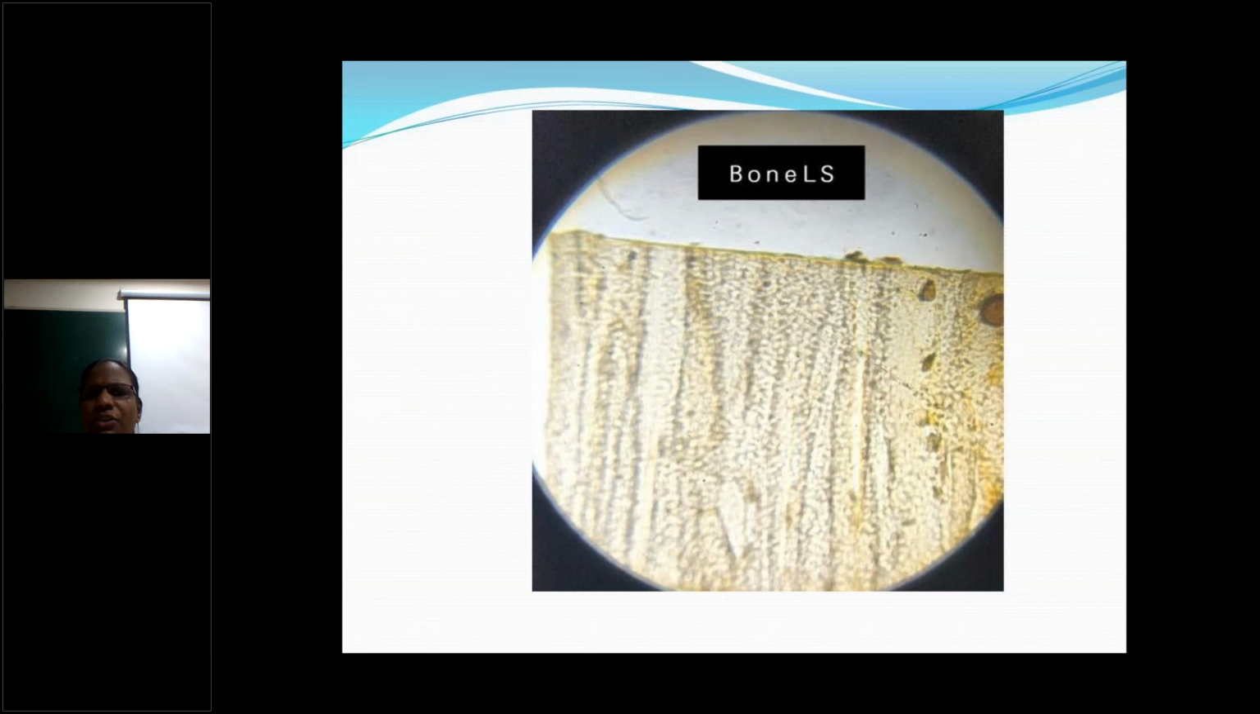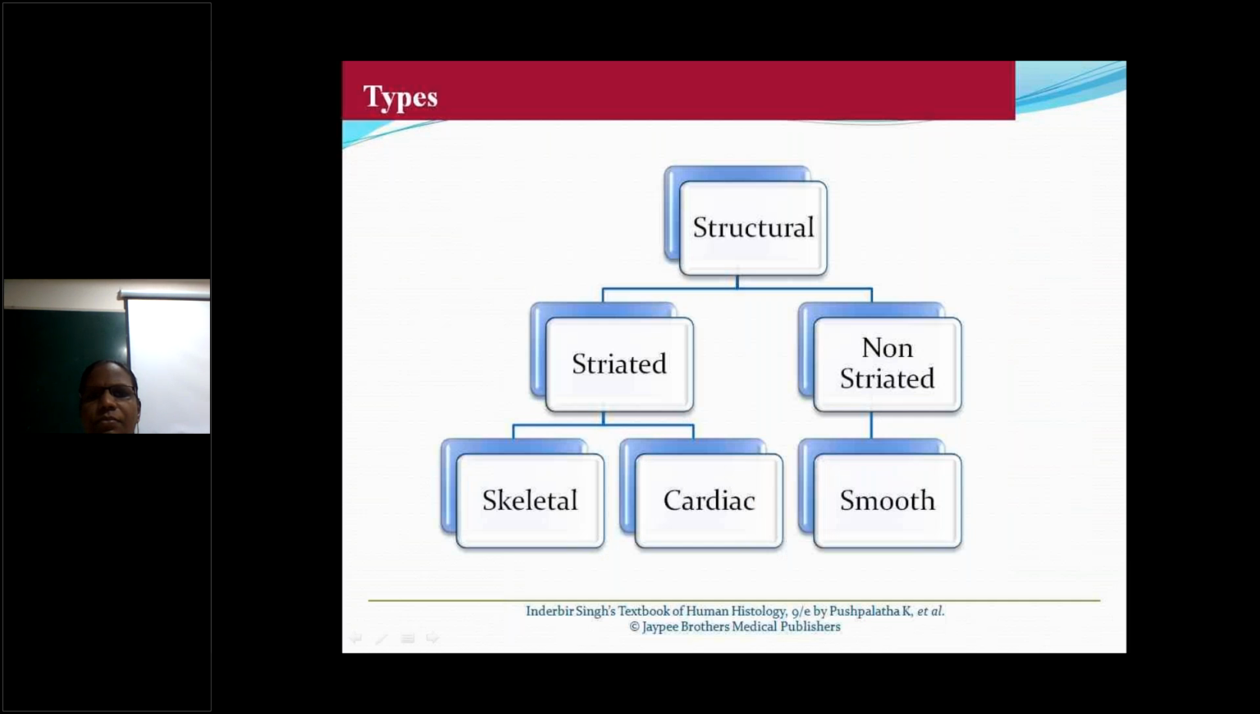So here the bone LS also contains Haversian systems, along with the bone matrix and different types of cells present in bone. Additionally, here you are able to see the Volkmann's canal.